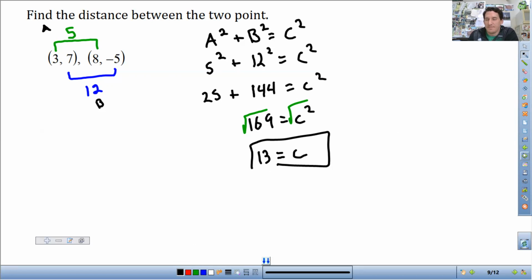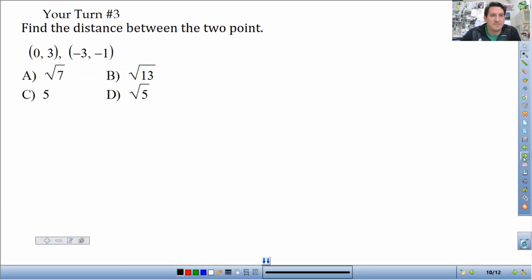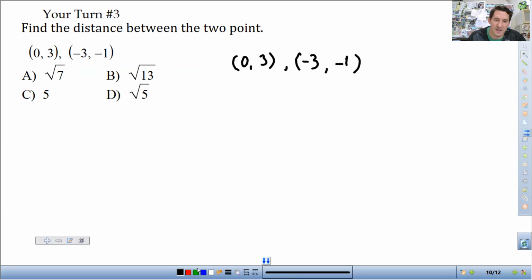All right, let's do another example. I'm going to rewrite these points so I have a little bit more room. So 0, 3, and -3, -1. Again, you want to think, how far is it from 0 to -3? That's 3. How far is it from 3 to -1? That'd be a total of 4.